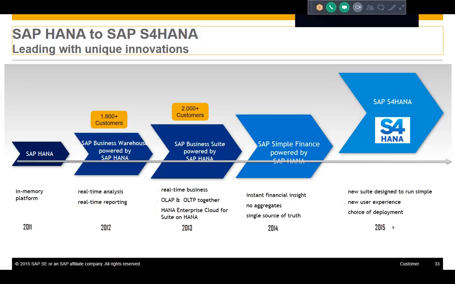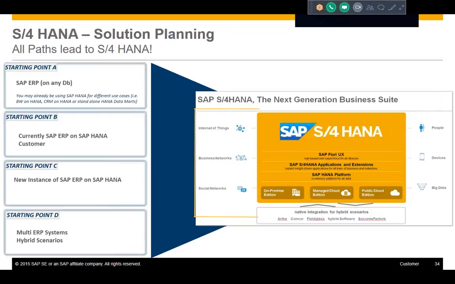SAP S/4HANA is a new business suite. SAP HANA is a database. So when we talk about SAP HANA, it is a business suite, having a user experience, having a data platform, and having your application extensions, which are new dimensions.